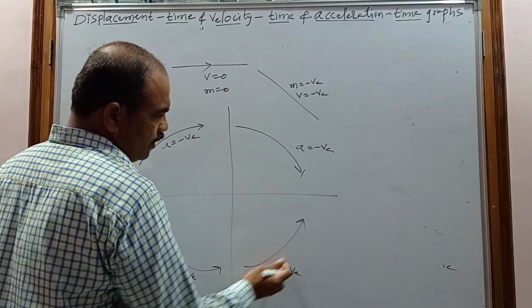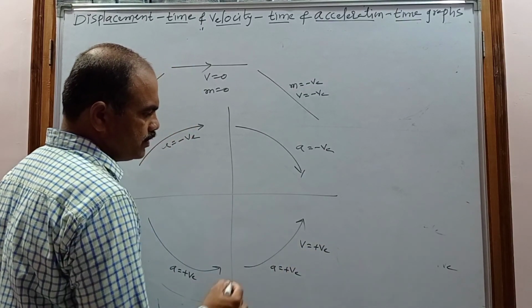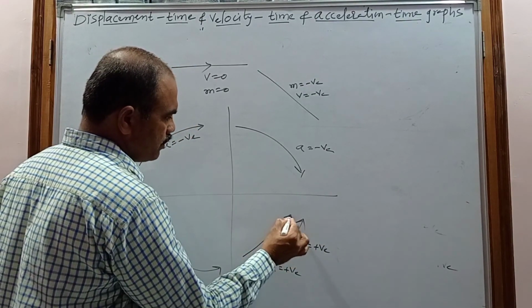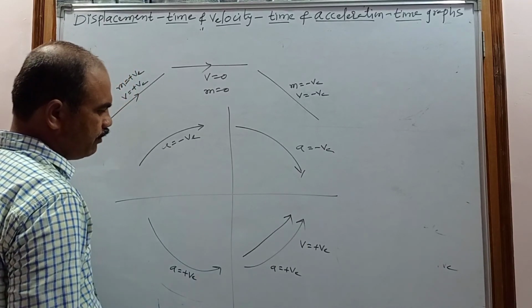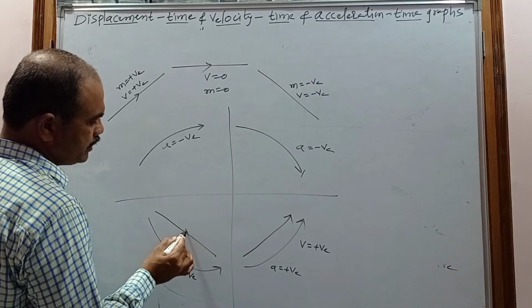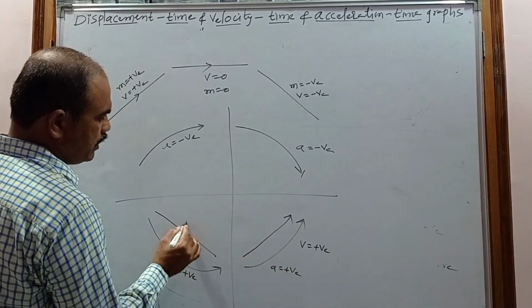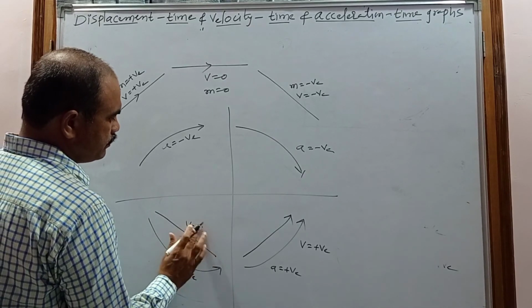If the graph will be like this, the velocity is positive. It will be increasing slope. Now it will be like this, a decreasing slope. And here the velocity is positive, and here the velocity will be negative.